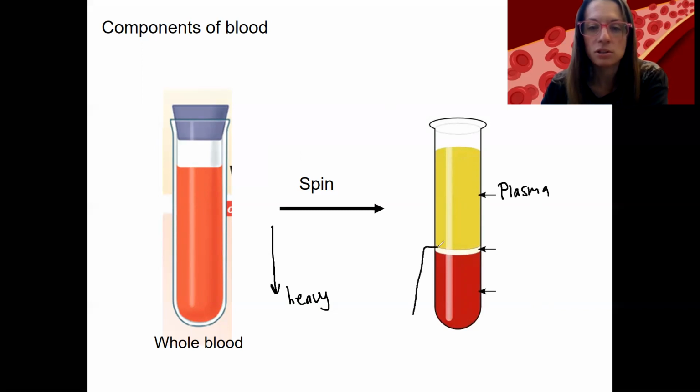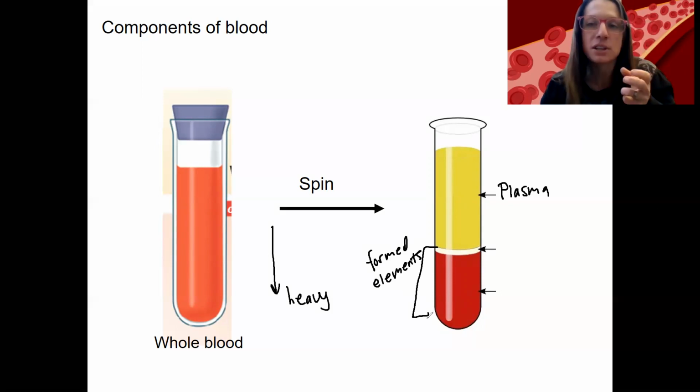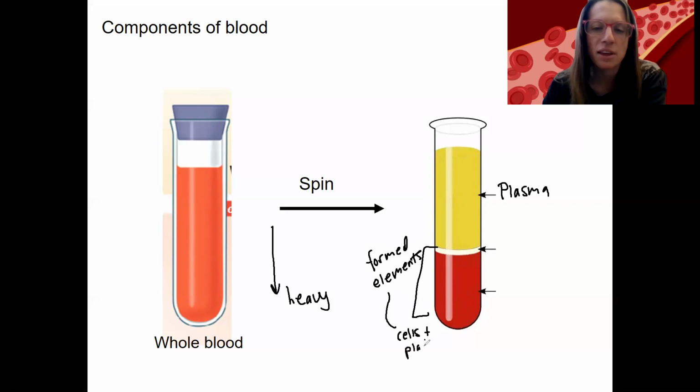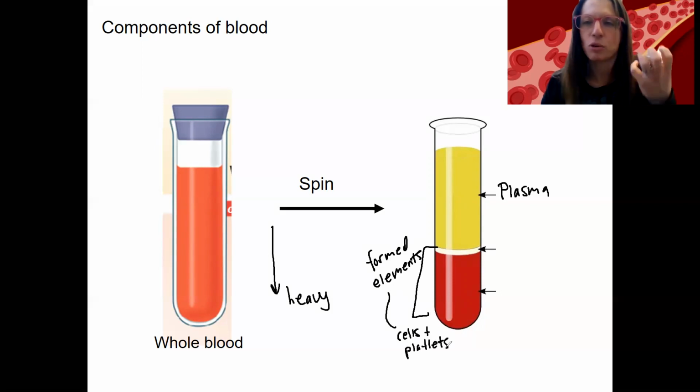Down below here, these two layers are called formed elements. It's an annoying name to refer to mostly cells, but because platelets are also in there, and platelets are not whole cells, they're pieces of cells, I believe that's the reason these are called formed elements. So really it's cells plus platelets. They are very much more formed, like these are things that have shape. So formed elements, the name kind of makes sense. So I'll break that down in just a moment. First, let's go to plasma.